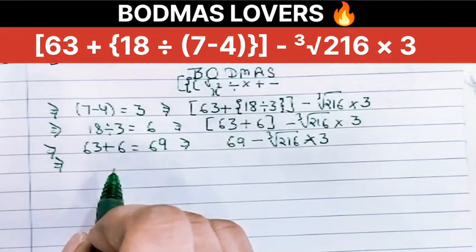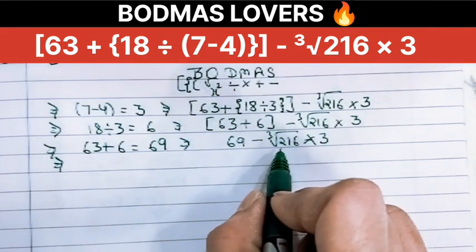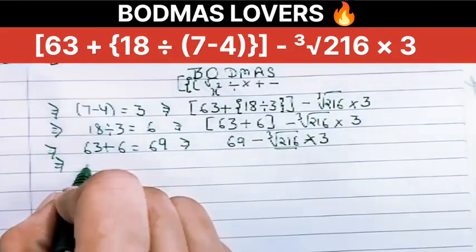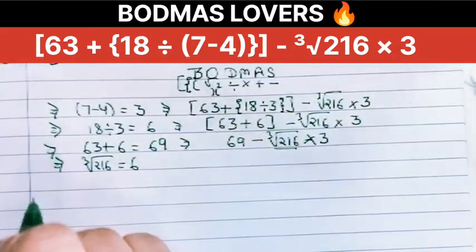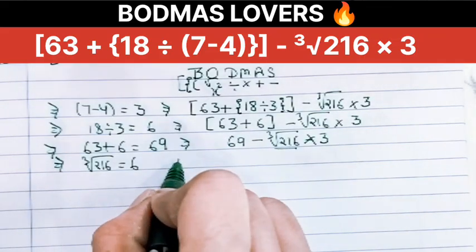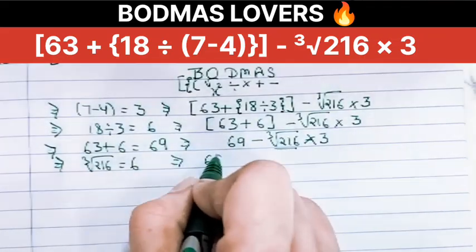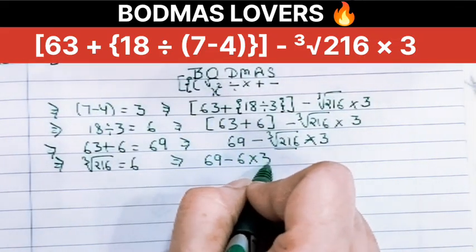Now the order rule requires evaluating the roots and exponents next, and the cube root of 216 is equal to 6. According to this the root is simplified to a whole number, and now the current expression becomes 69 minus 6 multiplied by 3.